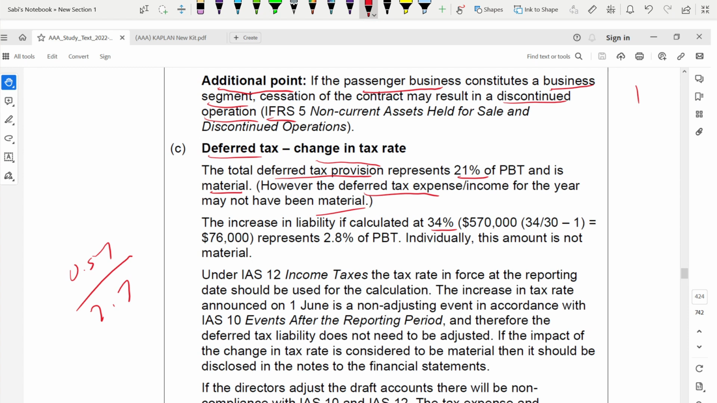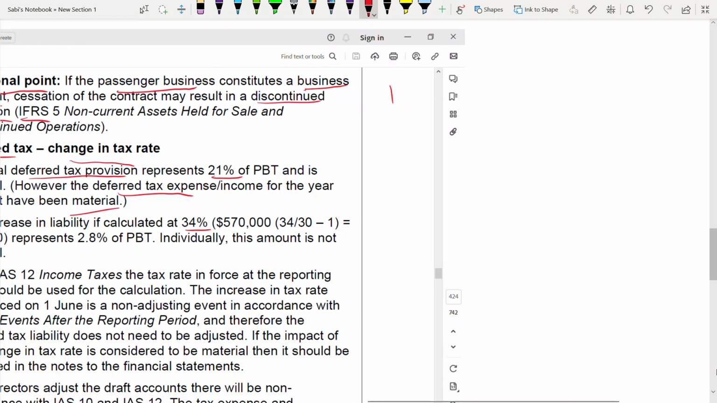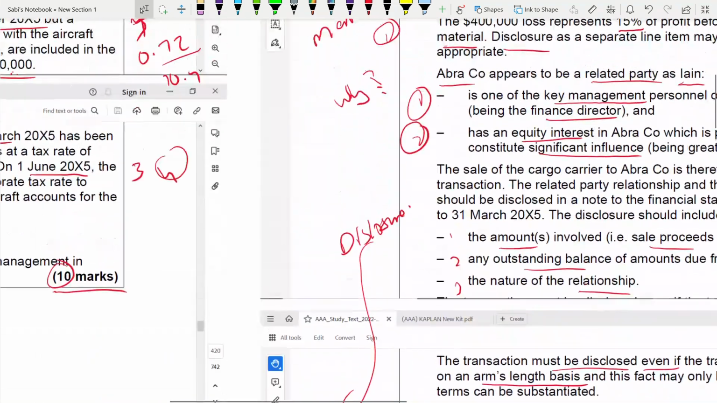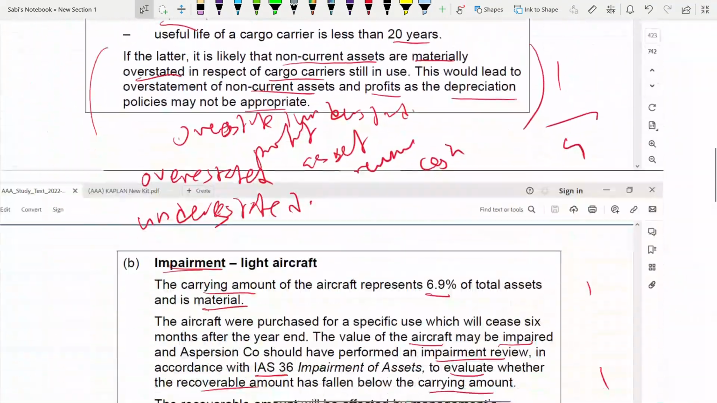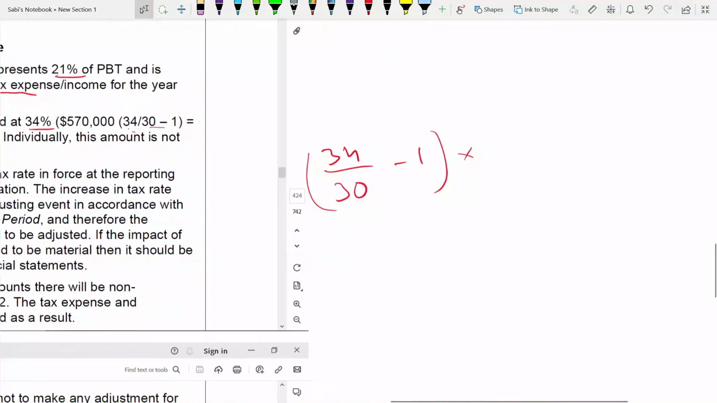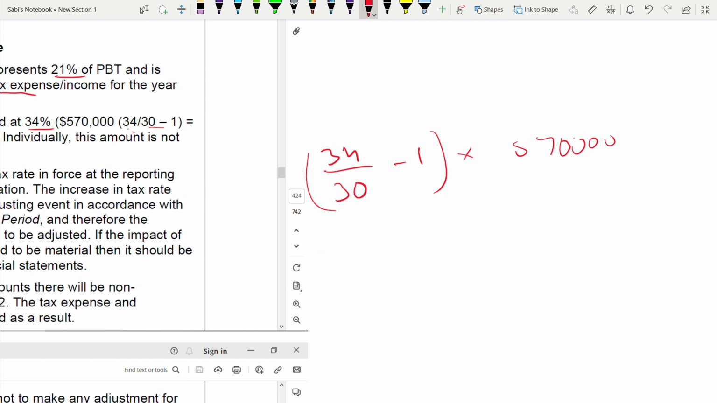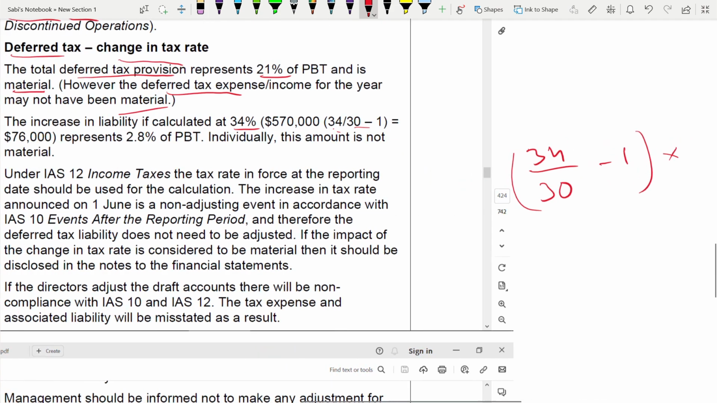This is the way you calculate whenever something is increased or decreased. When something is increased, first you start with the percentage that it has increased up to. Latest percentage is 34, divide by old percentage, that is 30% tax rate, minus 1. It is 34 divided by 30 minus 1, not 34 divided by 29. It's first division then minus. Understand this. Then multiply this with the tax liability that is given at 30%, 570,000. You have to memorize this formula, because in future the amount or percentage might be different, but the way of calculating is the same. Once you calculate this, you get 76,000.